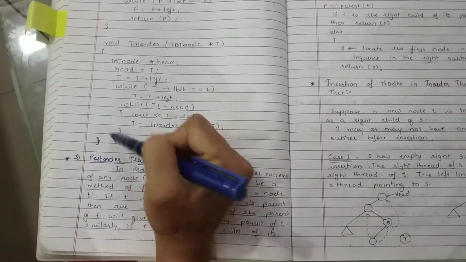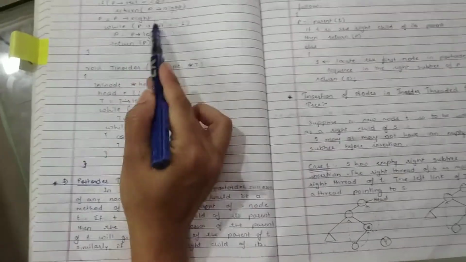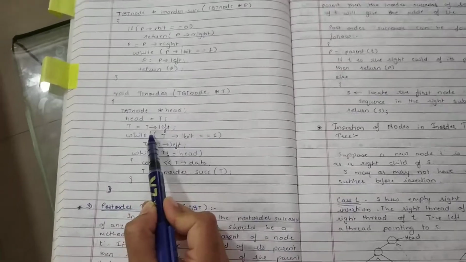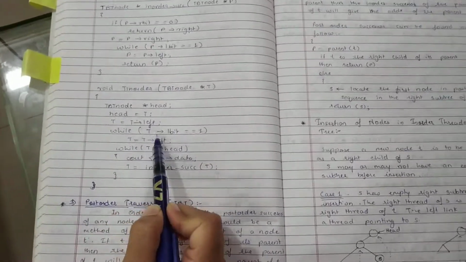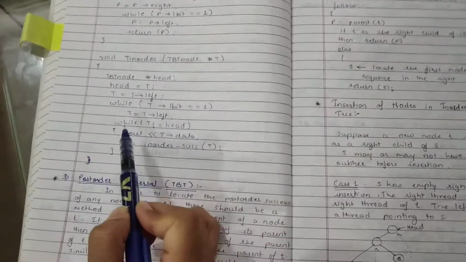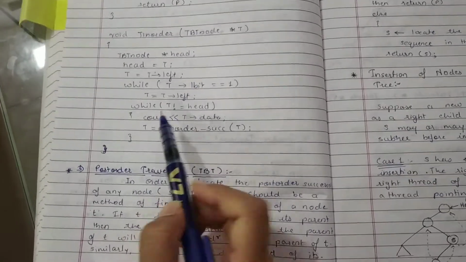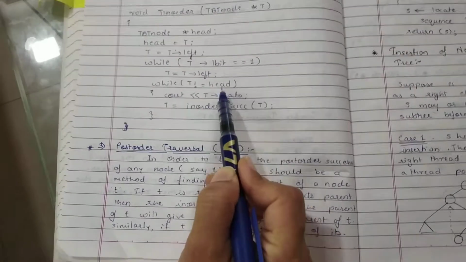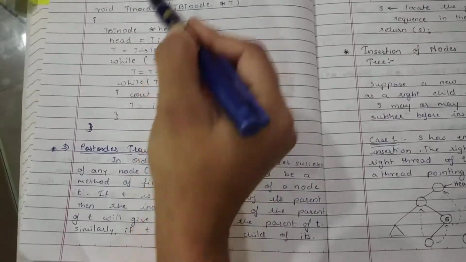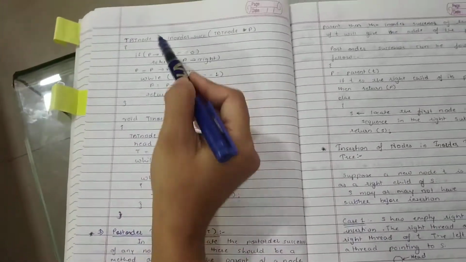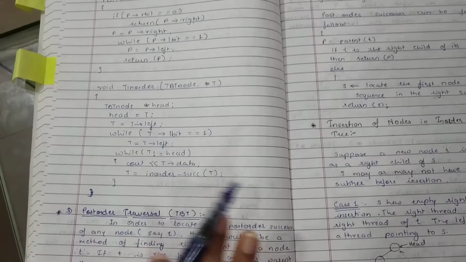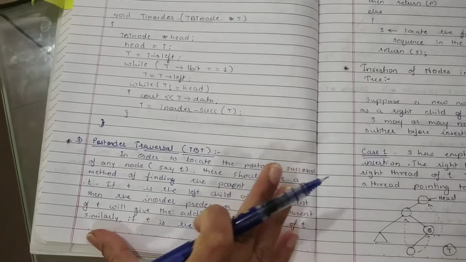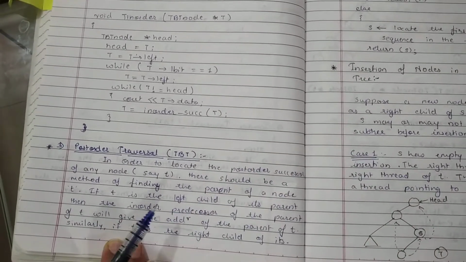And now this is the code where you have to call this function. Initially head is pointed to t, then t is equal to t left, while t left bit is equal to 1, then t is equal to t left. While t is not equal to head, just print that data and call the in-order function, which I have already explained before. This is the function for in-order traversal of a given tree. Now we will see post-order traversal of a given tree.